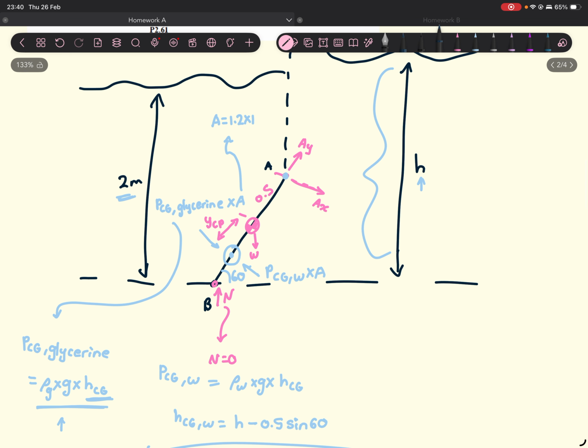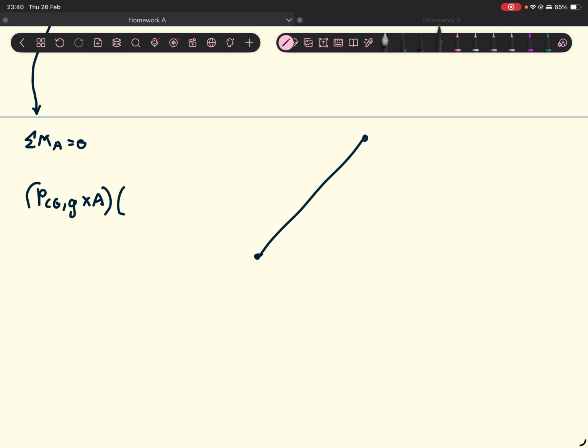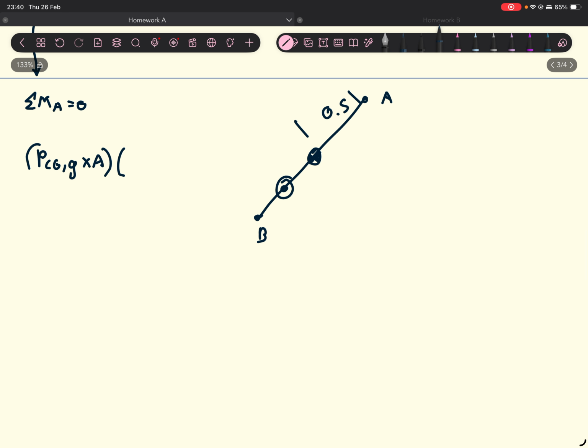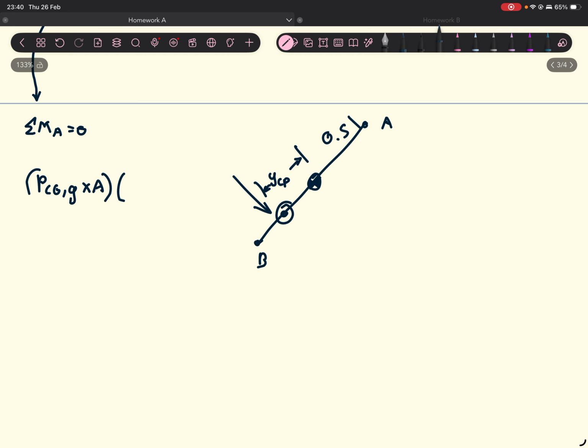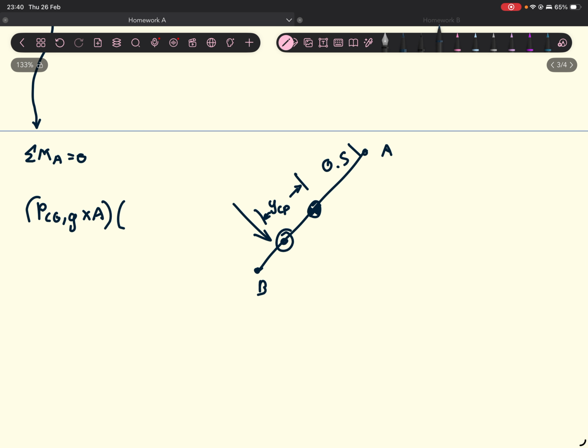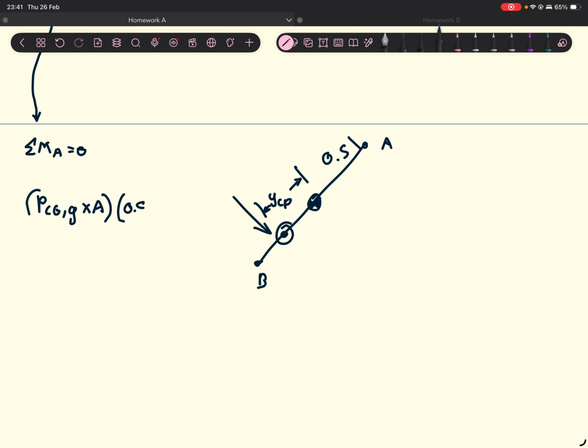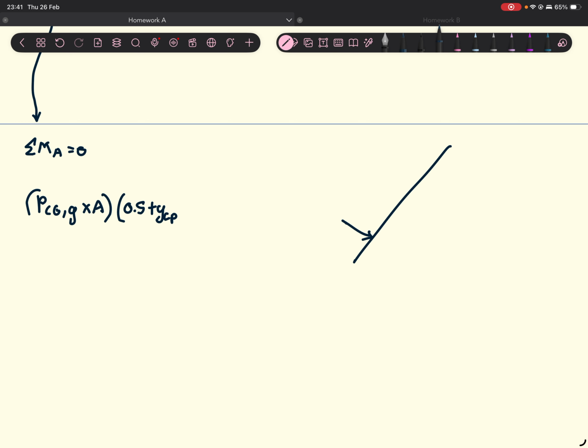Basically, let me redraw it. So you have A, B, center of pressure, center of gravity. This distance is 0.5, and then this distance is YCP. Okay, so that distance there. Cool. And then your pressure acts at that point there. So your moment is going to be equal to 0.5 plus YCP. It was pointing that way, so it's going to cause it to rotate counterclockwise. So it's a positive moment.